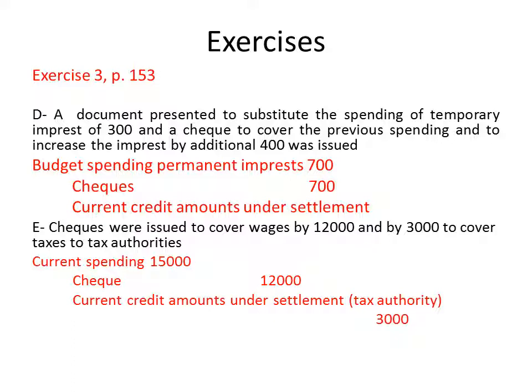D. A document presented to substitute the spending of permanent interest of 300 and a check to cover the previous spending and to increase the amount of interest by additional 400. The entry is budget spending permanent interest 700, checks and the current credit amount under settlement 700. E. Checks were issued to cover wages by 12,000 and by 3,000 to cover taxes to tax authority. The entry would be current spending 15,000, checks 12,000, current credit amount under settlement 3,000.